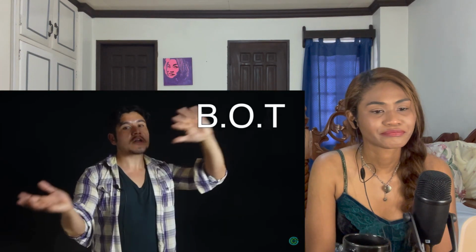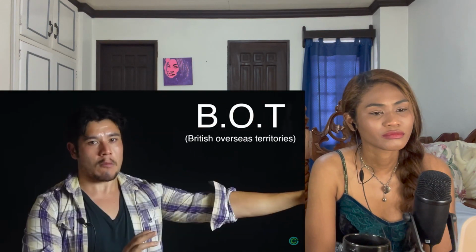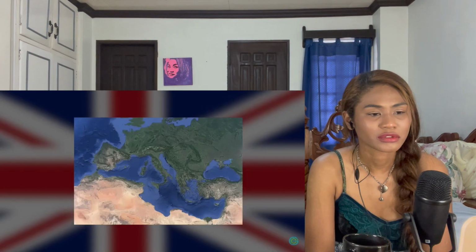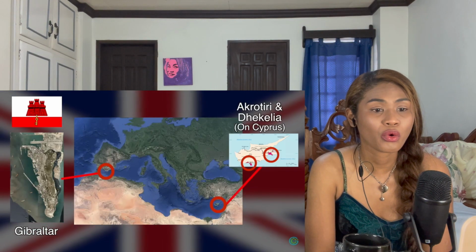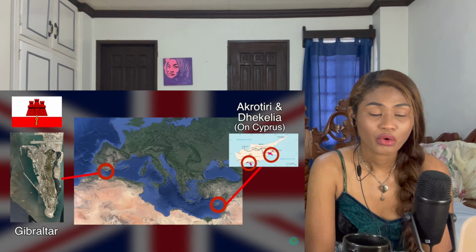From there, we move on to the rest of the BOTs, or British Overseas Territories. Within Europe, we have Gibraltar, the small peninsula attached to the southern part of Spain, as well as Akrotiri and Dhekelia, exclaves within the island of Cyprus.